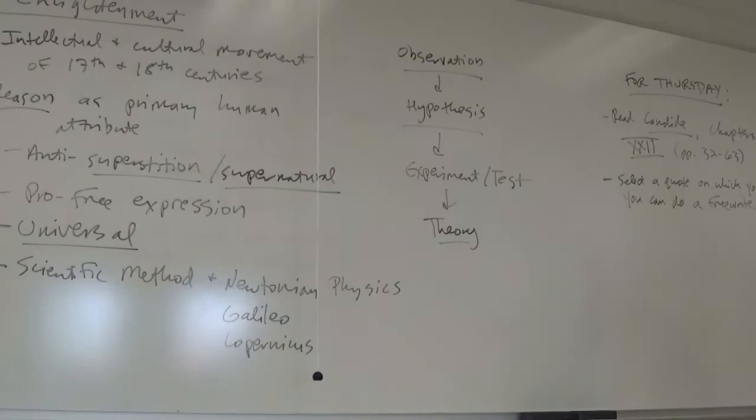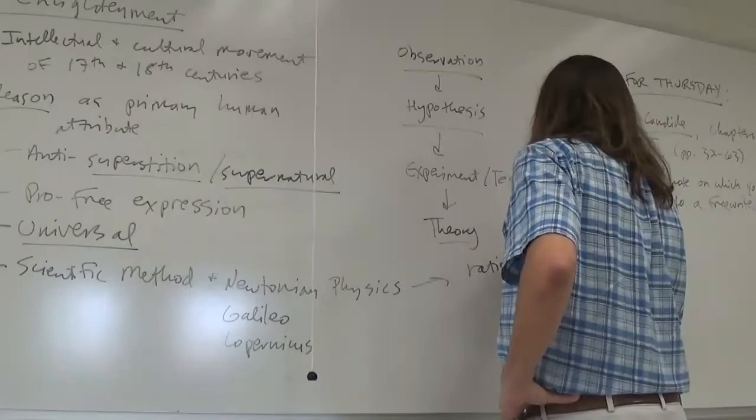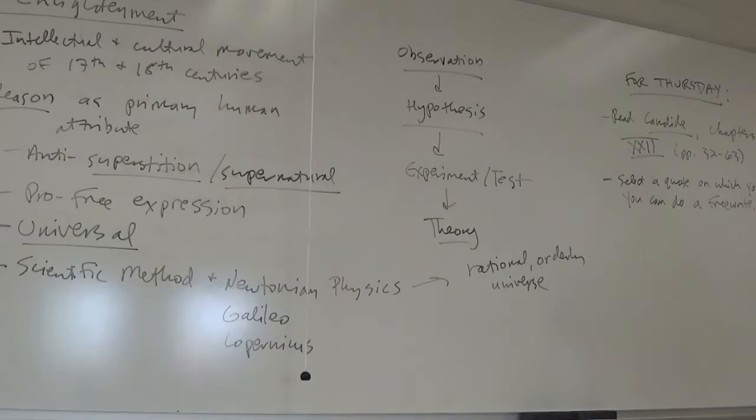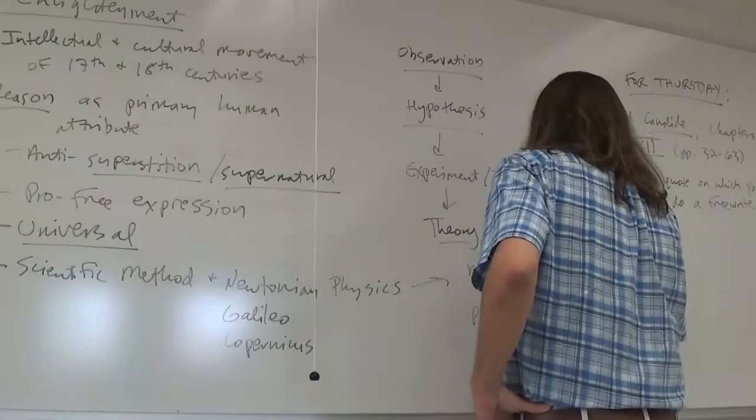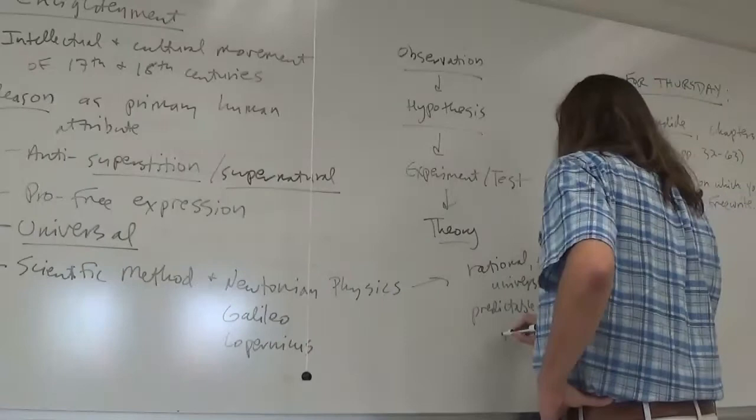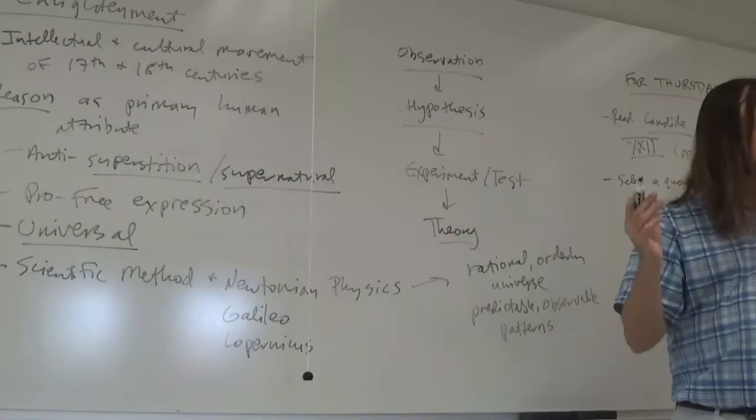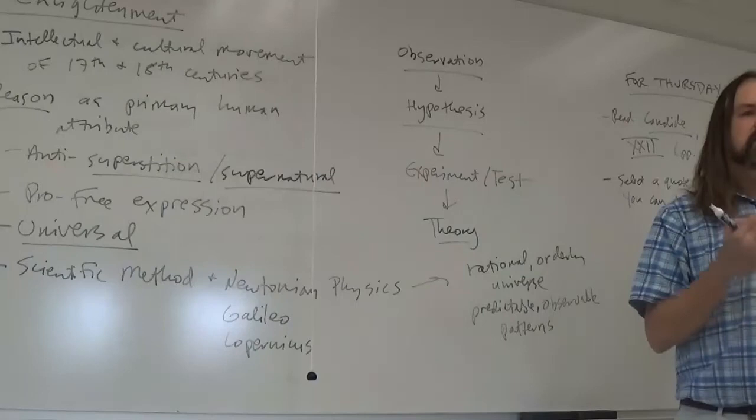So what Newton gives us is the idea of a rational, orderly universe in which things happen in predictable, observable patterns. That if you're just paying attention, if you're just watching the right things, you will notice that nature tends to behave, the universe tends to behave in predictable ways about which we can make observable laws, right? Okay.